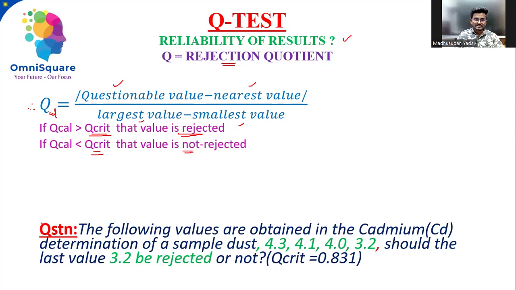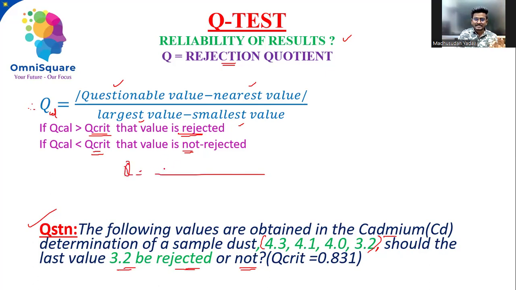So let's apply this Q test to one question. Here, the following values are obtained in cadmium analysis, in the determination of cadmium in a sample of dust. You have got four different values: 4.3, 4.1, 4.0, and 3.2. Should the last value, 3.2, be rejected or not? Decide. How will you decide now? What will you do? You will do the Q test.